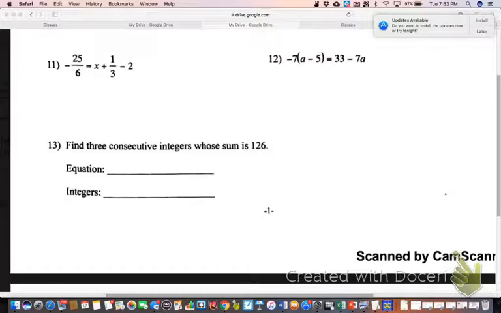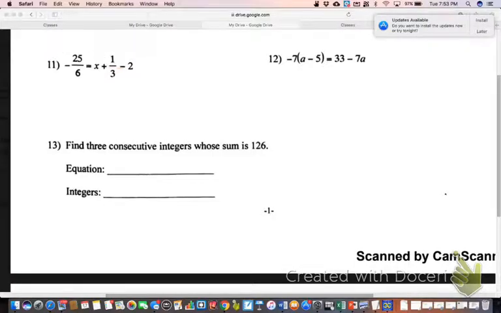For number 11, we've got those fractions there. And I'm going to show you what I personally would have done, even though I know a lot of you guys would not have necessarily done it this way. I would clear out these denominators first thing, and I would do that by multiplying by the least common denominator. So I'm going to multiply everything by 6.